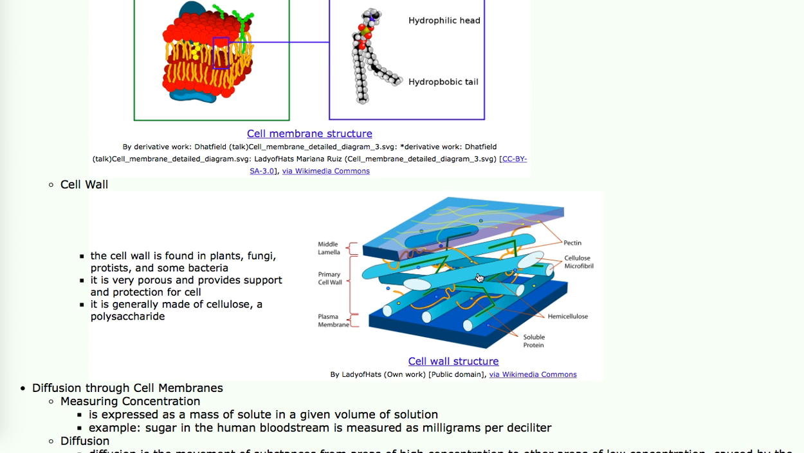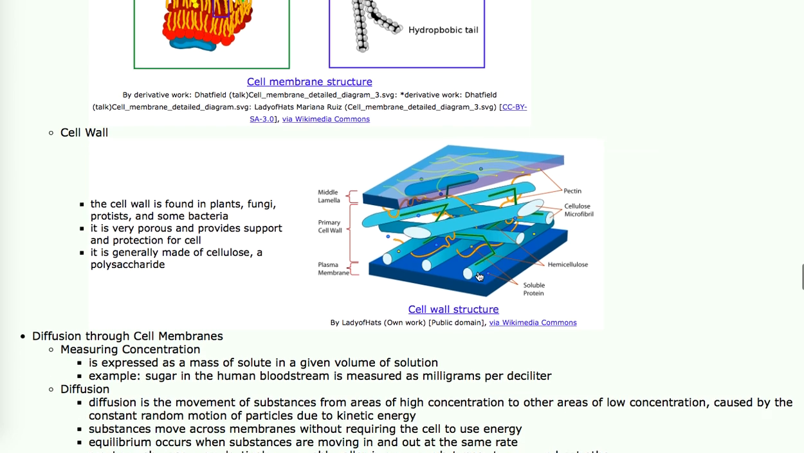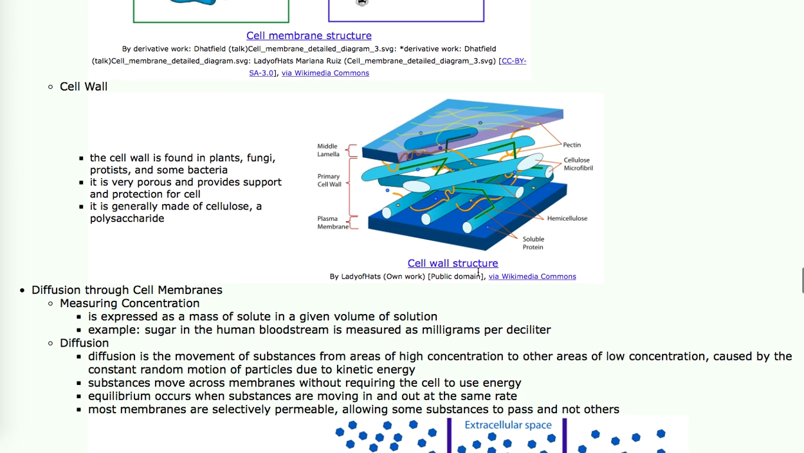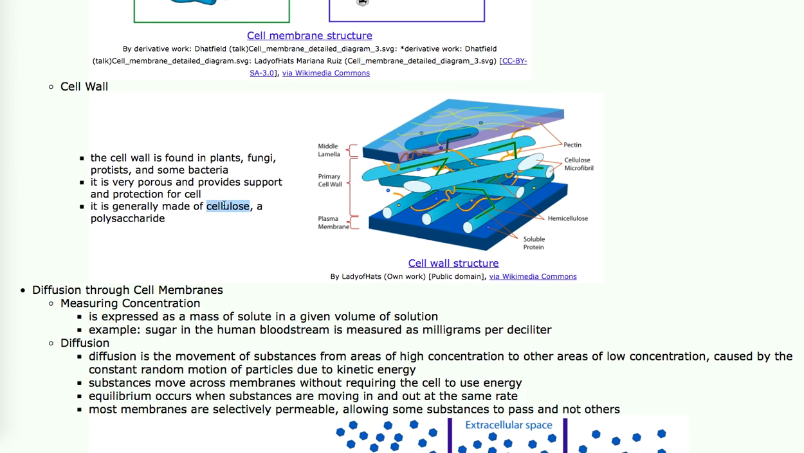Cell walls don't do gatekeeping. They don't do pumping. They just wrap around things and keep them safe, more or less. Cell walls are made of cellulose, and that's what these rods are. They're just rods of cellulose.